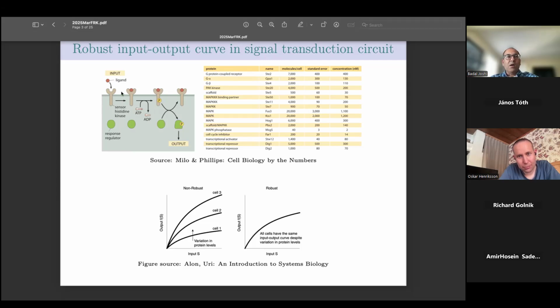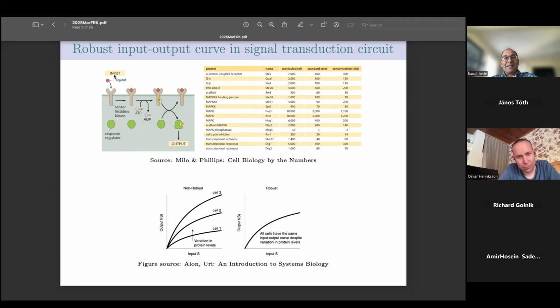Okay, so there are many different kinds of proteins that are involved in signal transduction, and here is a list of some of those proteins, their names, the number of molecules in each cell, and the standard error. What is particularly striking in this table is that if you look at the error, in some cases it's as high as 20%, right? So even between two cells of the same type, the variation can be quite large. The number of these signaling proteins can vary up to 20%.